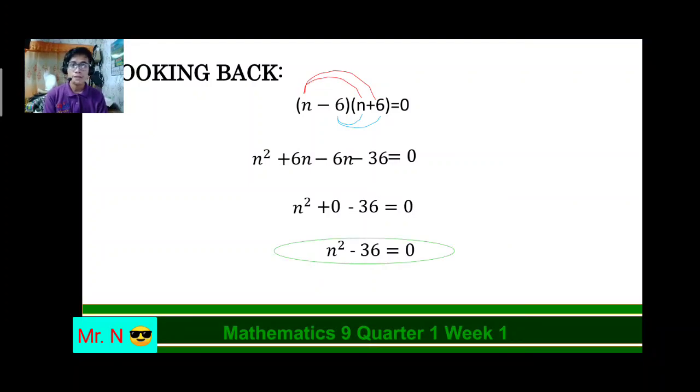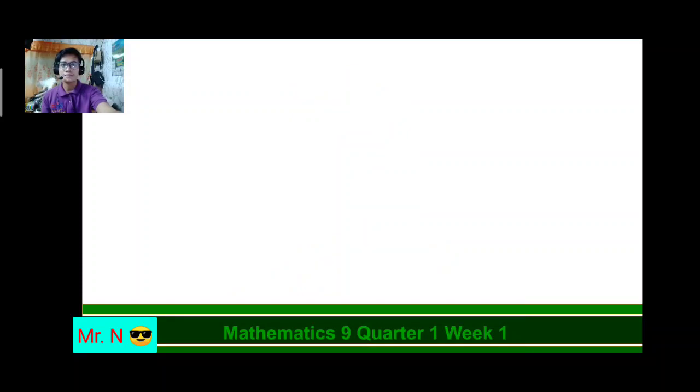Now let's identify if it is quadratic or not. Let's find out the highest exponent among the terms of this resulting equation. What do you think? Very good. The highest exponent is 2, meaning the degree of this resulting equation is 2, so it is a quadratic equation. Let's have the next.